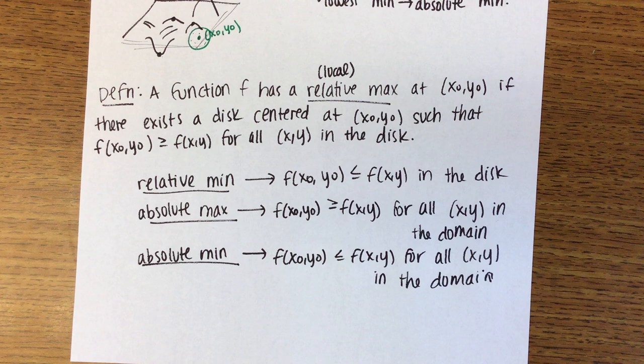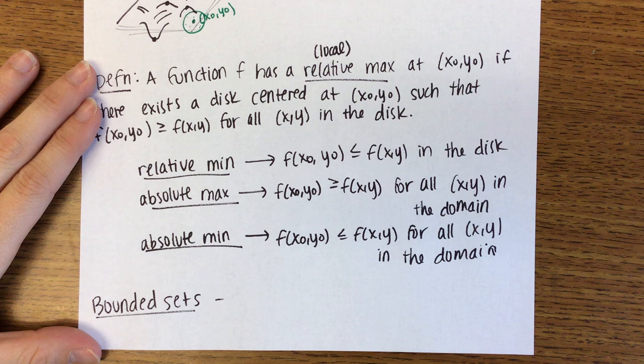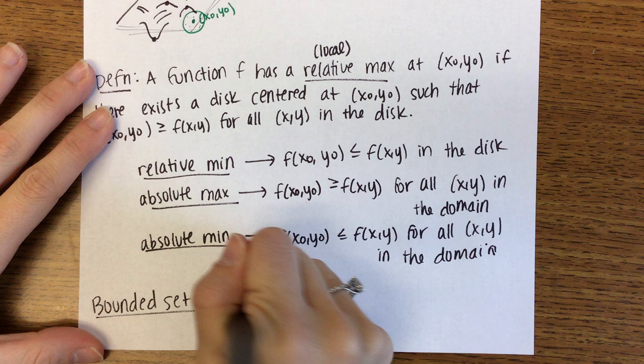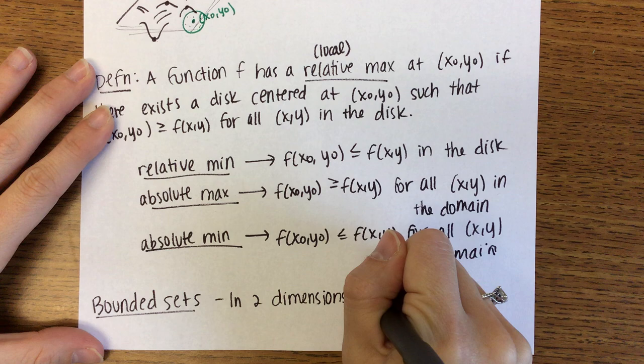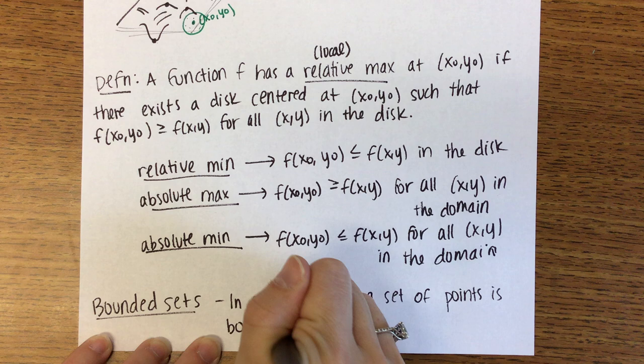Quick vocab before we get into any theorems. First term we need to know is what is meant by a bounded set. Bounded set is when you have two dimensions, which is where we're going to be looking. We say a set of points is bounded if we can draw a rectangle around those points.